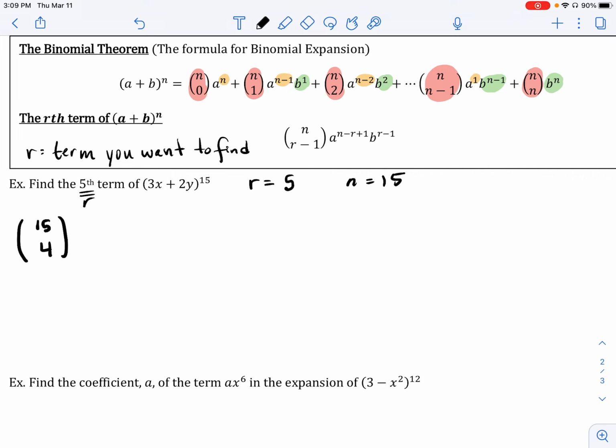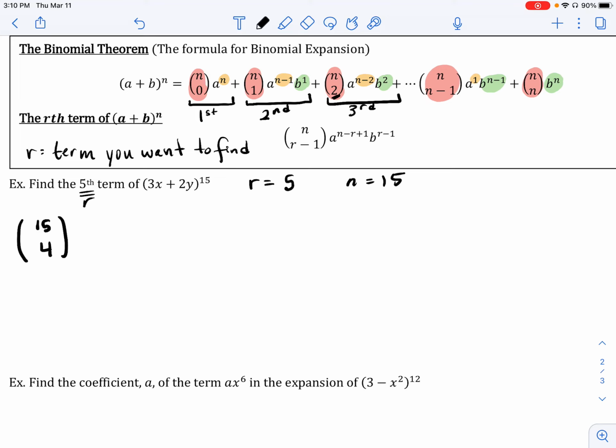Now, pause and think about why that is the case. Earlier, when we were trying to find the first term, we said n choose 0. When we tried to find the second term, our coefficient was n choose 1. The third term was n choose 2. So we noticed that the value we are writing there, n choose whatever we're trying to choose, is always one less than the term number we're trying to find. So we would say 15 choose 4 when we're trying to find the fifth term.